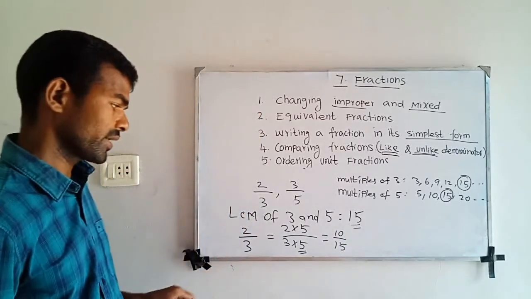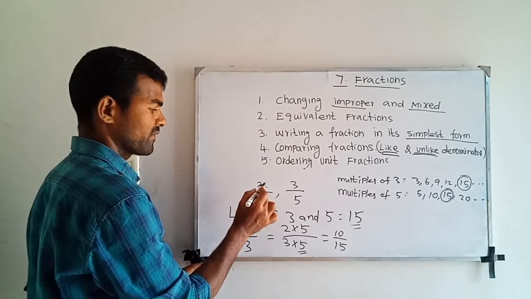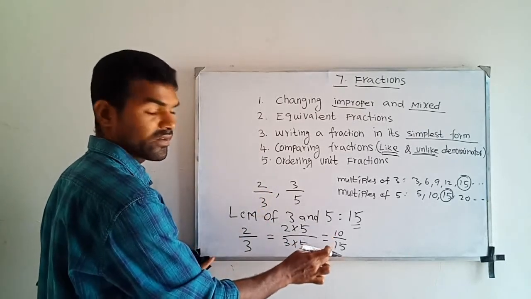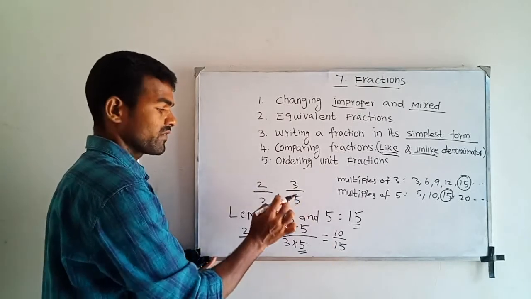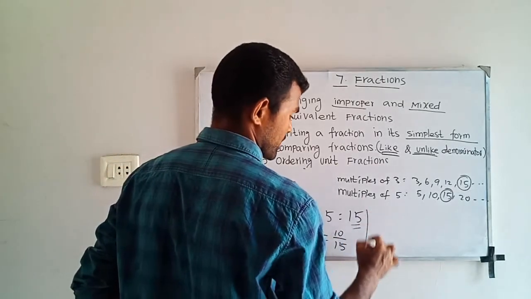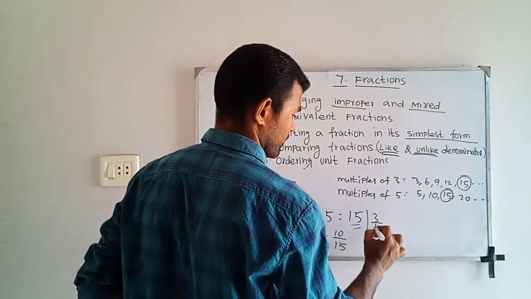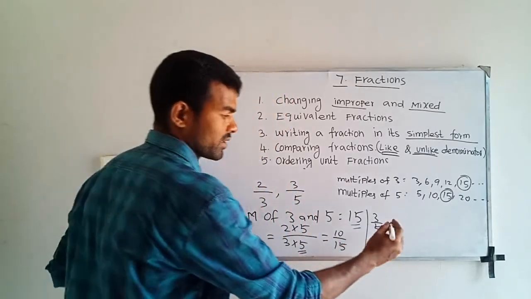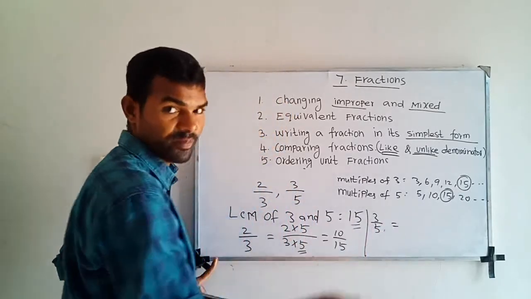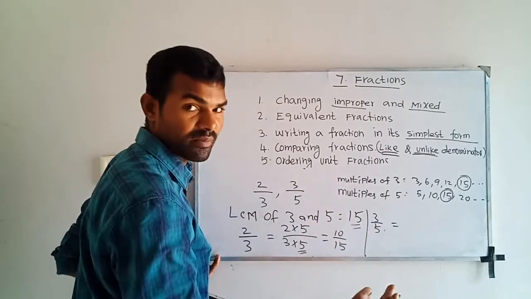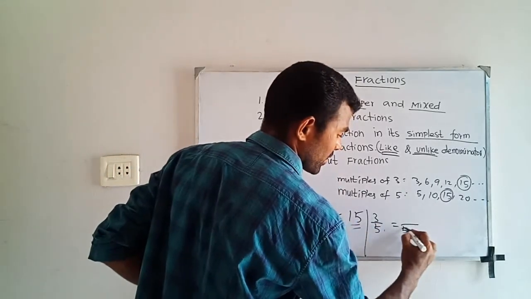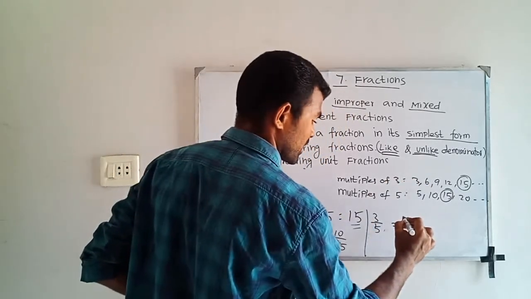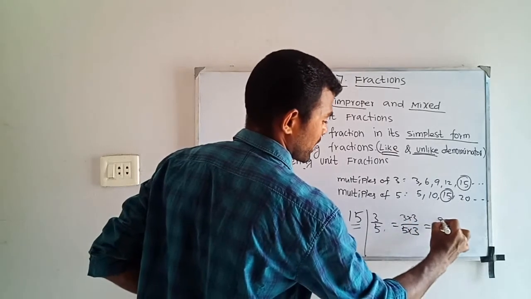Now, the first number: instead of 2 by 3 you got now 10 by 15. Now the second number, 3 by 5. We have to get the denominator 15. So 5 multiplied by 3, how much? 15. If you multiply 3 in the denominator, on top also multiply with 3. 3 times 3, so you are getting 9 by 15.